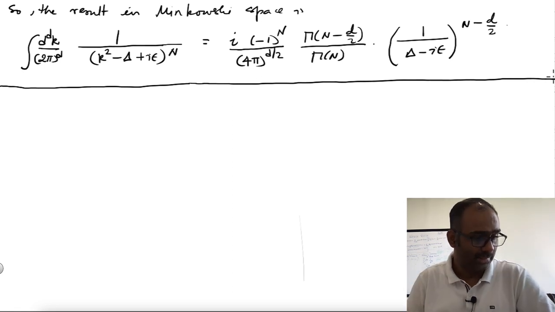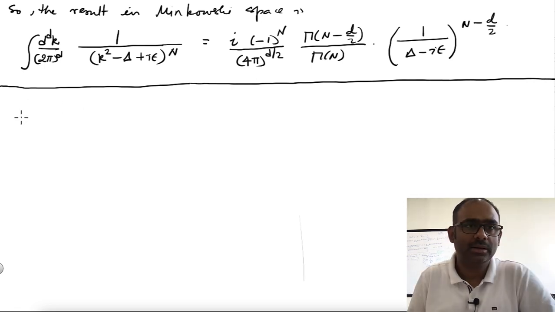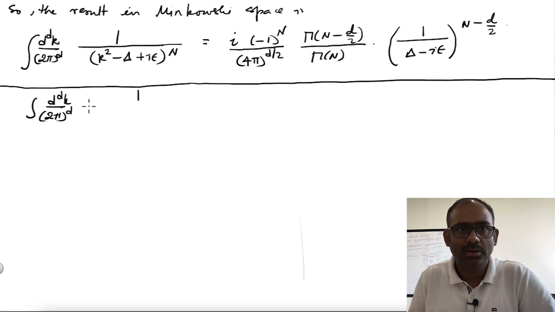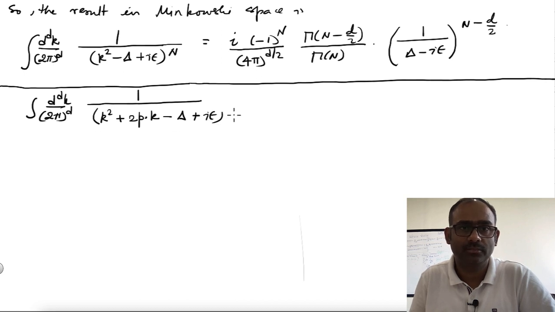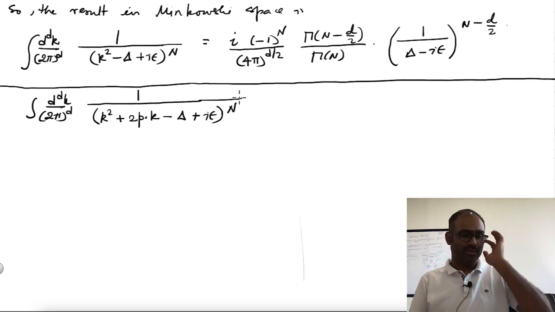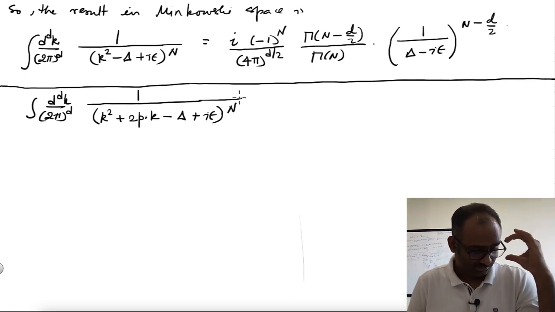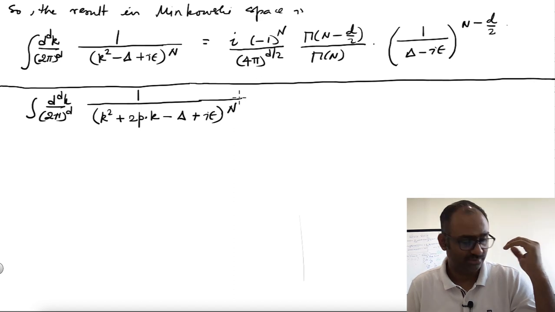Which is the following. So, I want to evaluate now a different integral: the integral of 1 over (k square plus 2 p dot k minus delta plus epsilon) to the n. Okay, what is the result for this? And it's very easy to do.